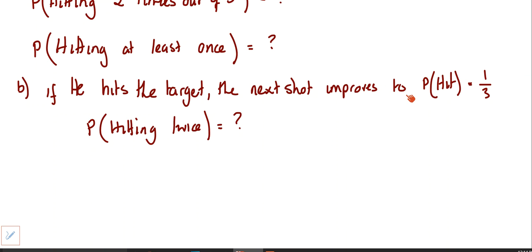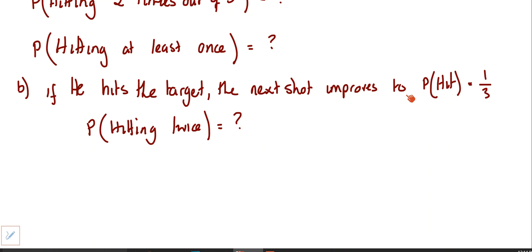Now, of course, that only impacts the probability if he did hit previously. For instance, the probability of hitting the first one is 1 out of 8. The probability of then hitting again would be 1 out of 3, because he hit the first one. The probability of hitting the third one is still 1 out of 3, because he hit before, so it doesn't keep improving.